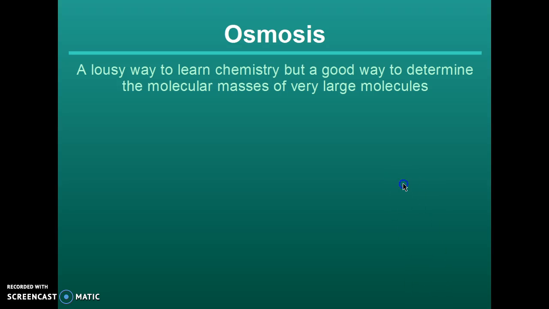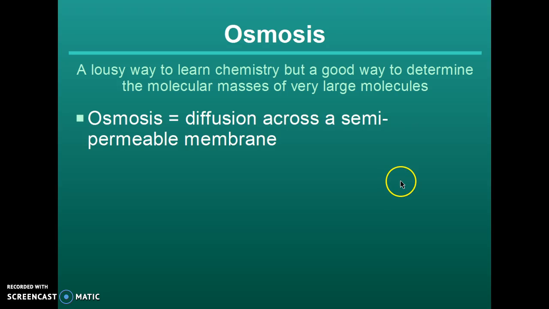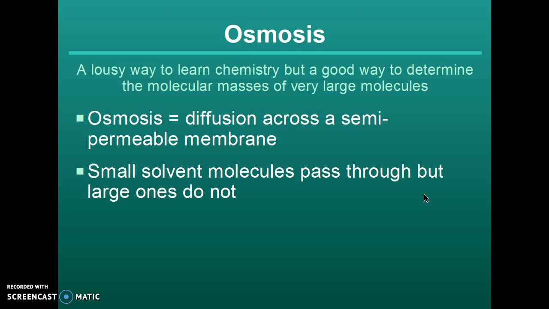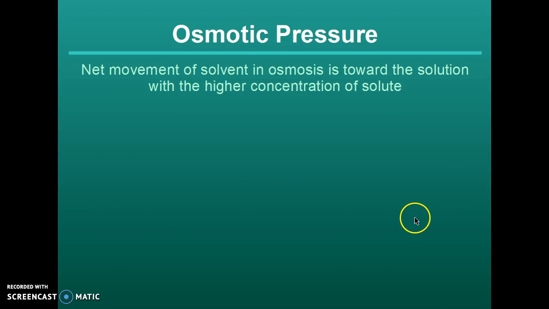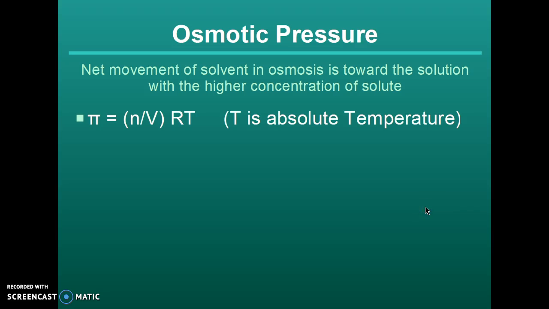Osmosis. Osmosis is diffusion across a semi-permeable membrane. You've heard of that, of course, in biology. Small solvent molecules will pass through. The large solute molecules will not go through in the other direction. Osmotic pressure is measured as the pressure on the solution that stops the net movement of solvent across the membrane. The net movement of solvent in osmosis is toward the solution with a higher concentration of solute. You learned that in biology.